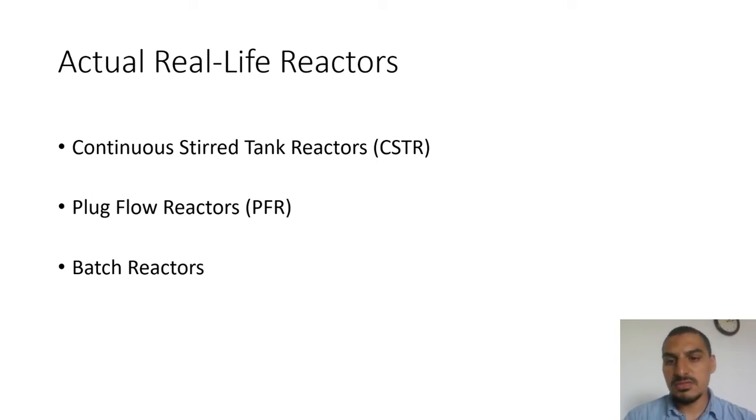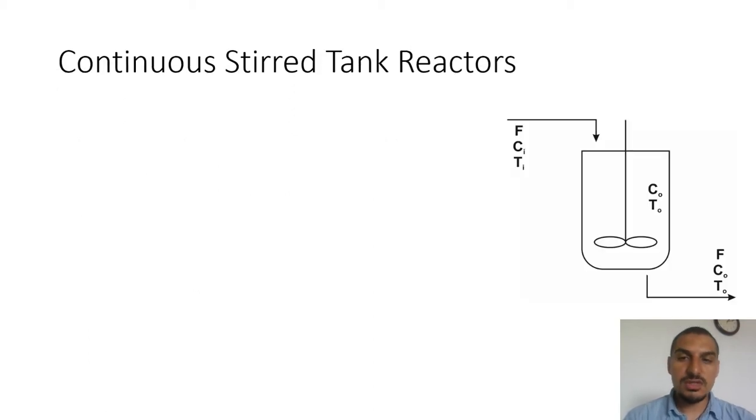So there are three types. There is the continuous stirred tank reactor, there is the plug flow reactor, and there is the batch reactor. So the first type is the continuous stirred tank reactor, and from the name you can understand how it works. It's a tank and it's continuously stirred, so it's like a vessel that has a stirrer, and the feed enters the reactor with the flow rate and the concentration of the reactants and at temperature T, and the reaction takes place in the reactor, and then the product comes out.